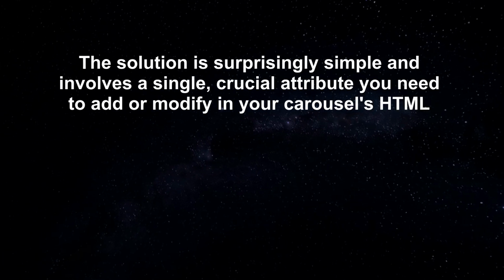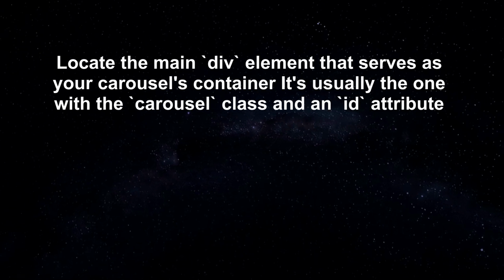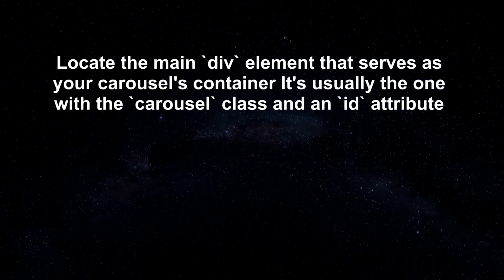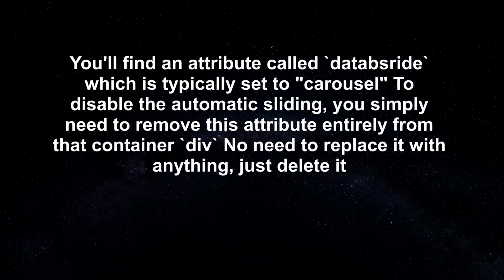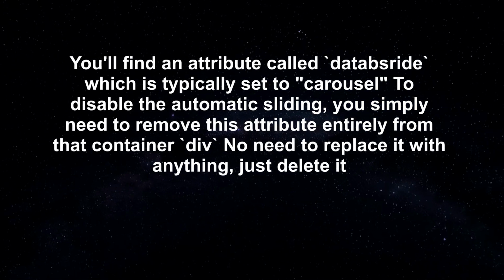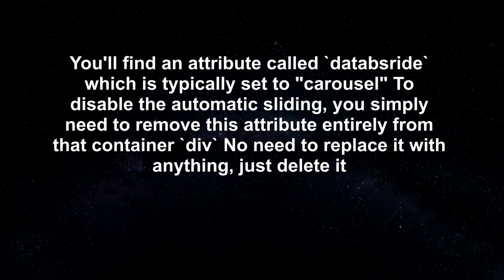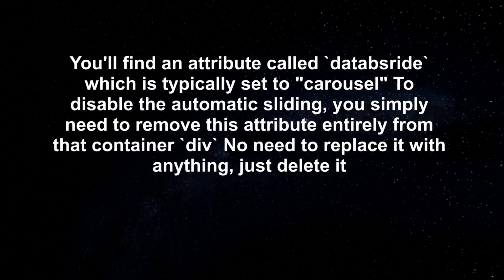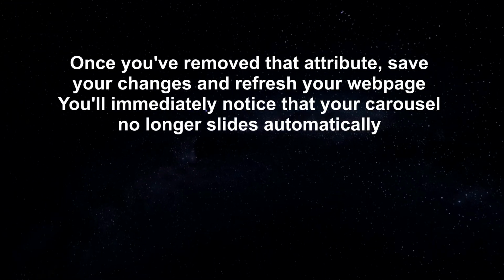The solution is surprisingly simple and involves a single, crucial attribute you need to add or modify in your carousel's HTML. Locate the main div element that serves as your carousel's container. It's usually the one with the carousel class and an id attribute. You'll find an attribute called data-bs-ride, which is typically set to carousel to enable the automatic sliding. You simply need to remove this attribute entirely from that container div. No need to replace it with anything. Just delete it.